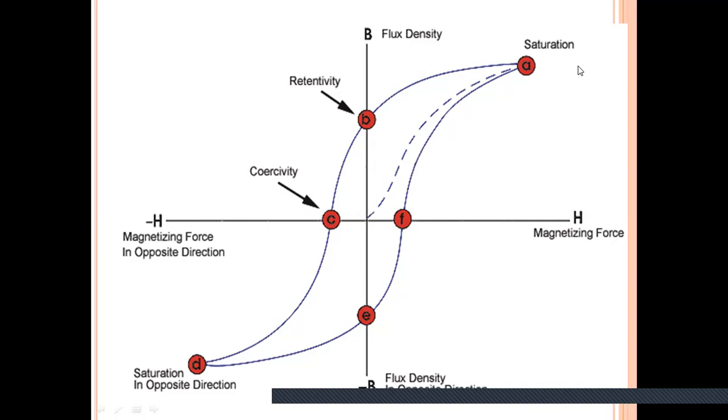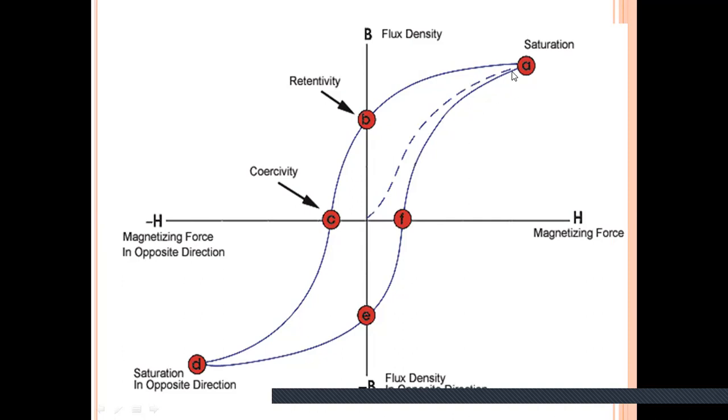Now, from the point A, let us assume that we remove the external magnetization force. We are trying to go backward from this point to this point. As we go in that direction, the curve should go that way. Initially, as we apply the magnetic field, the curve goes like this. But when we remove the external magnetic field, the curve does not come back like this.